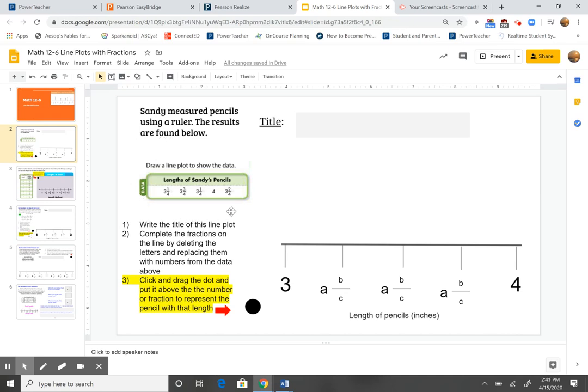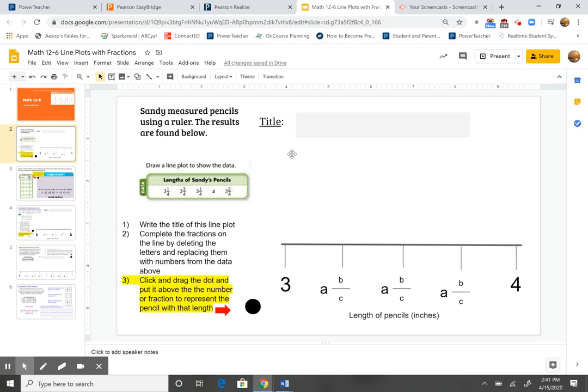So here are the results of Sandy measuring her pencils. You can see she had 3 1/4, 3 3/4, 3 1/4, 4, and 3 2/4. So if I gave you a bag of pencils and said, let's measure some of these, obviously everything's going to come in at different lengths because you're just taking them and recording what you get. All right, so now we're taking this information and we're going to put it into a line plot.